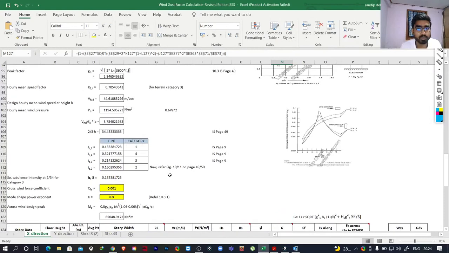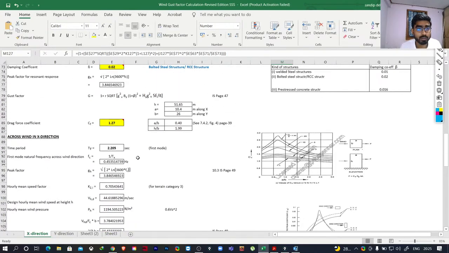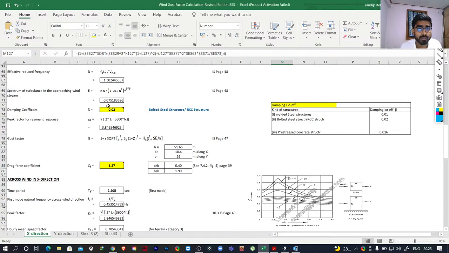So if you see in our Excel sheet also, we have created one place for beta. Here you can see, and it is showing refer table for damping nearby. So here for us it will be 0.02 obviously, and as I have selected 0.02, it is showing this bolted steel structure or RCC structure. Suppose I change it to 0.01 and it is welded steel. So it is just the Excel formula that we have written here, so that the user will understand. If suppose I am giving this Excel sheet to someone else, to my students, they will understand, okay.